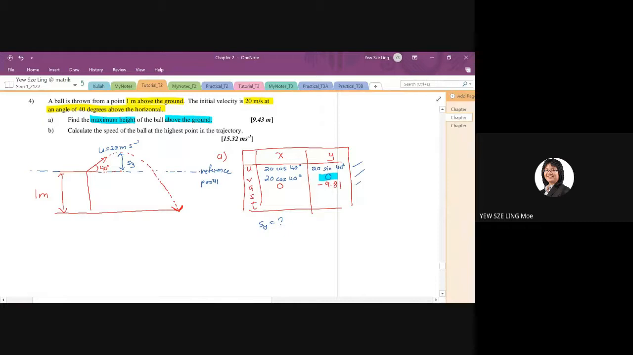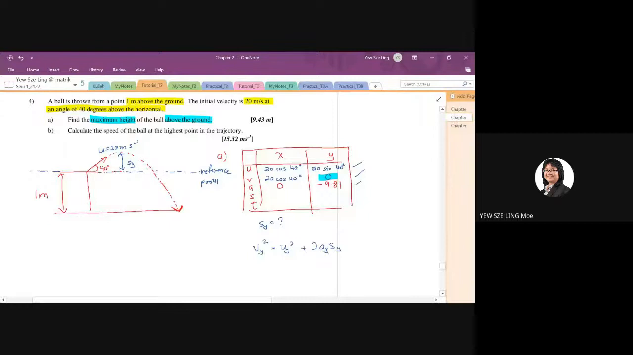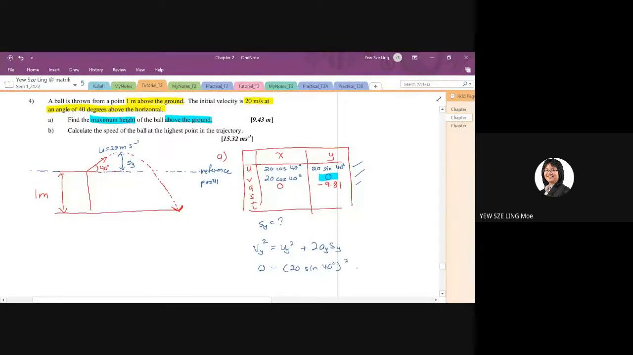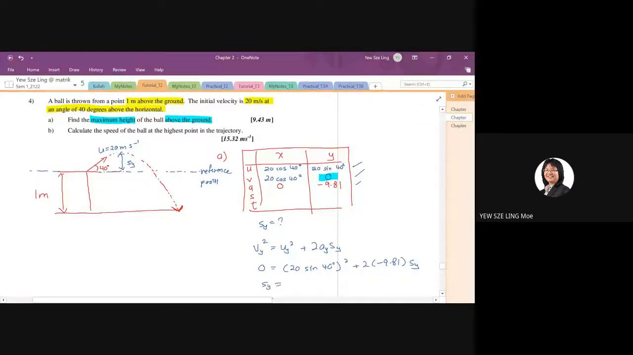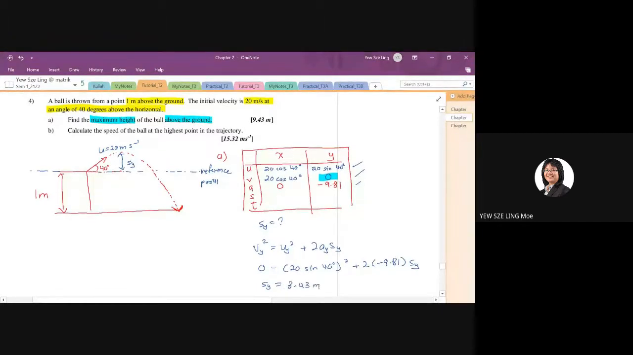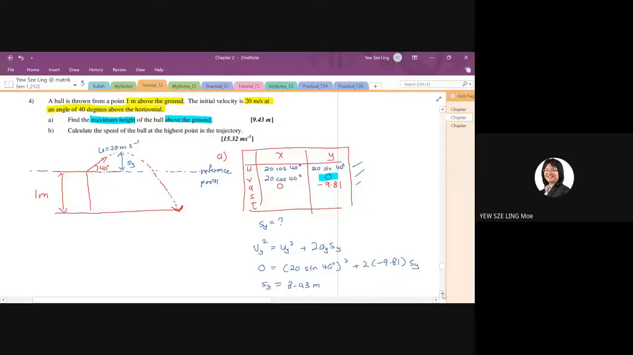So, UVAS: V squared equals Uy squared plus 2AySy. So V is 0 equals (20 sin 40 degrees) squared plus 2 times negative 9.81 times Sy. So Sy is equal to 8.43 meters. Now, if you leave the answer at 8.43 meters, then you are going to get the wrong answer.